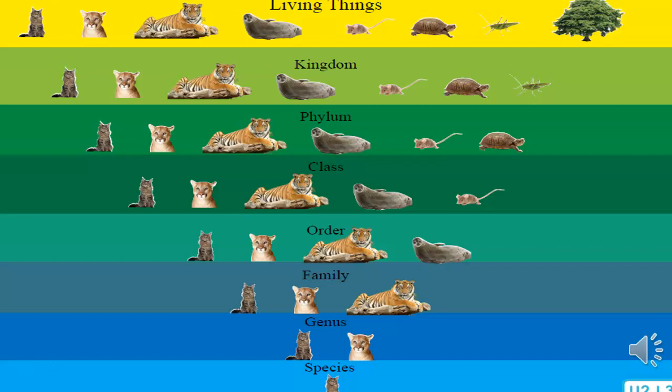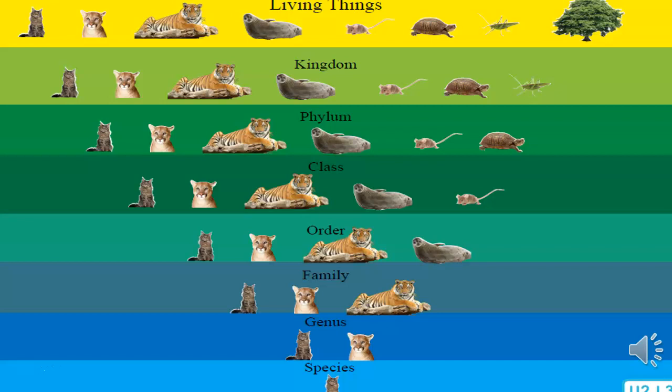In the next row, titled Kingdom, notice that one of the living organisms is no longer included: the tree. The tree actually belongs to a different kingdom. This row now shows only organisms that are part of the animal kingdom. The next row, titled Phylum, the grasshopper is no longer included, and the rest of the animals represented here are vertebrates, part of the Chordata phylum.